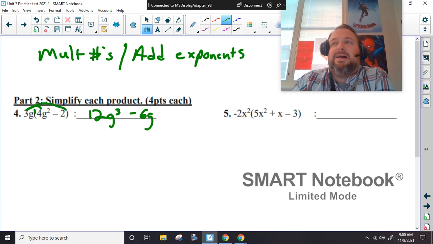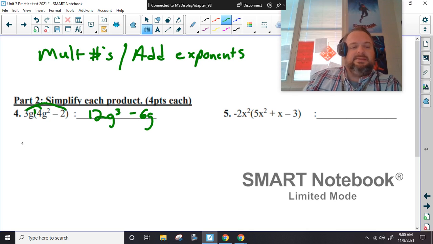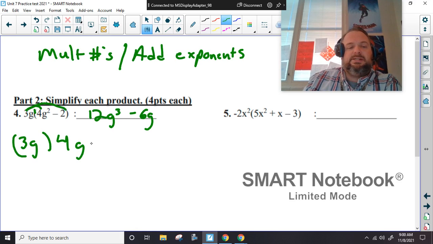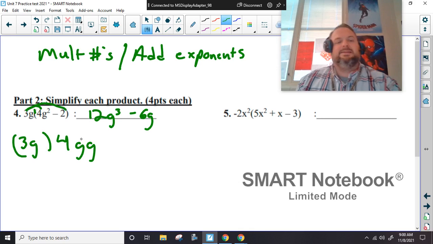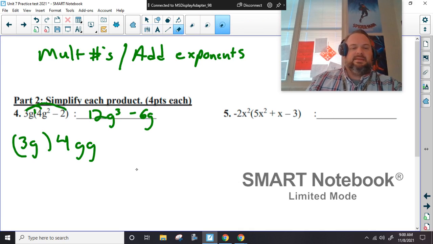You can't multiply unlike terms. You can only add or subtract like terms. And basically what this is saying is this is 3g times 4 times g times g. Okay, so that's what becomes this.